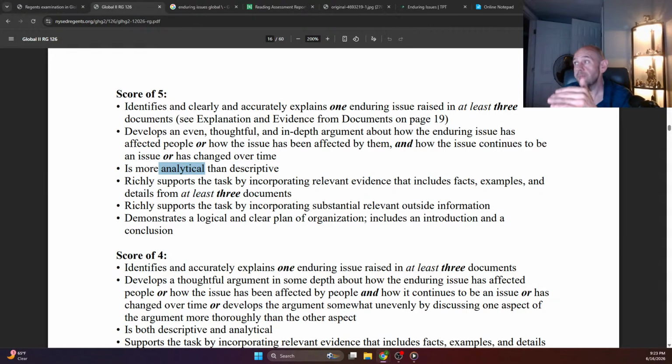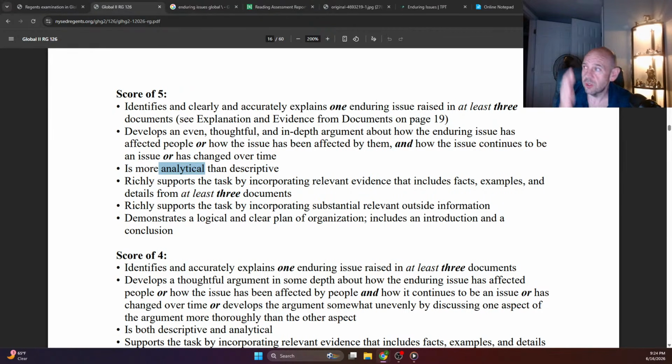So when I read your paper, and you've got a laundry list of facts, and none of them really are analytical, they're just detail, like a bullet list from a note sheet, you're not getting above the 4. In fact, the more of that you write, the further you get from a 5. Because to get a 5, you need more analysis than description.